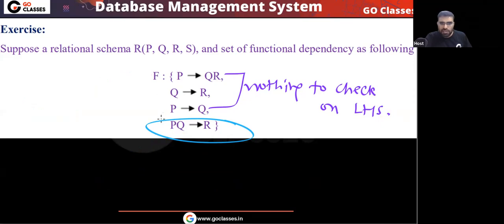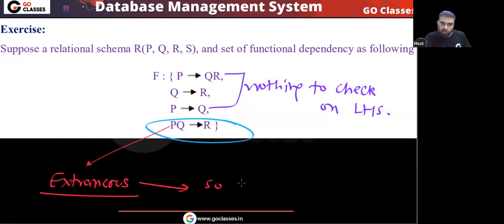Because this P is extra, I can remove it. I can remove it, right? Yes or no? So this is extraneous, and because this is extraneous, I can remove it. You can just simply remove it. Simple. Is this clear? Please tell me.